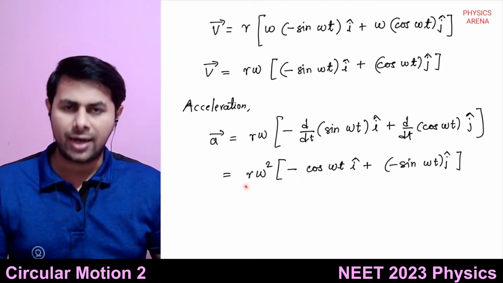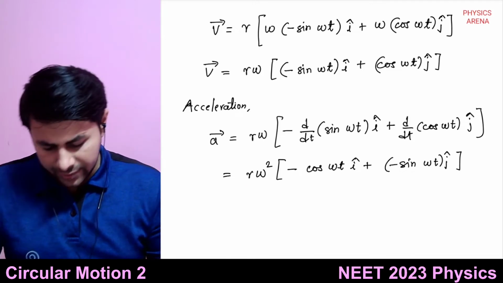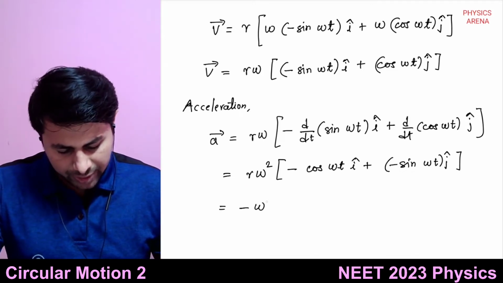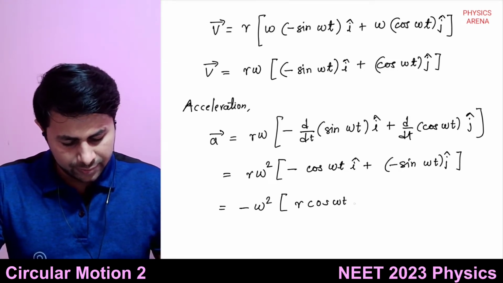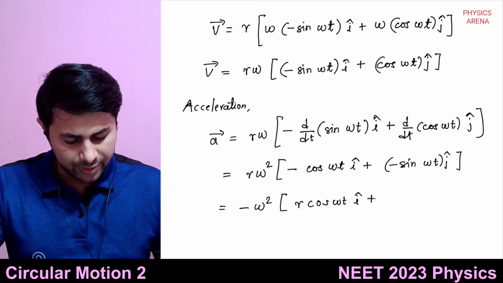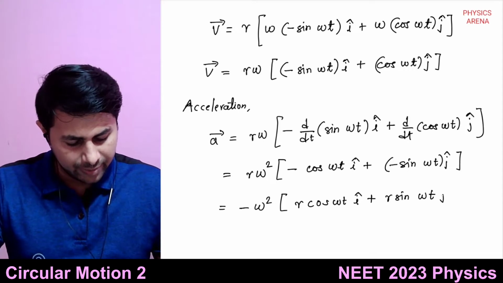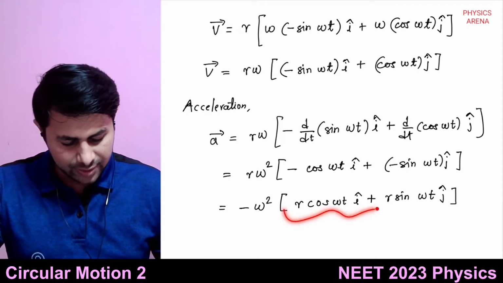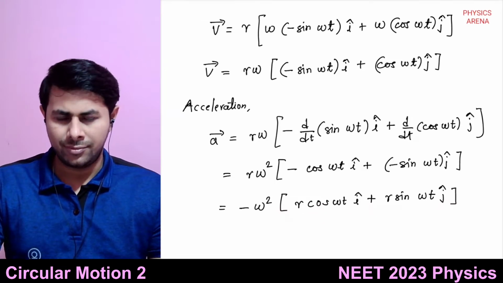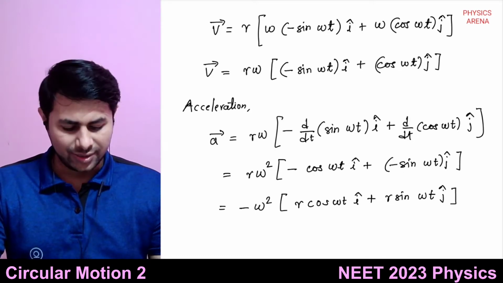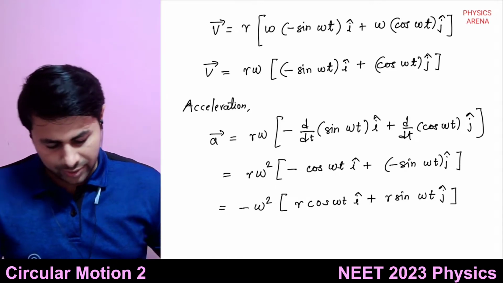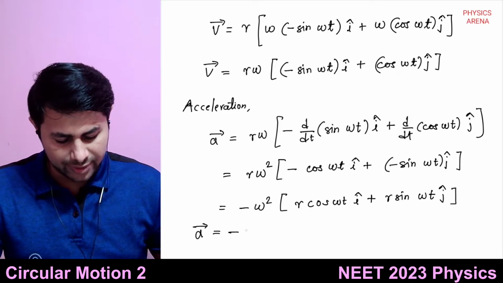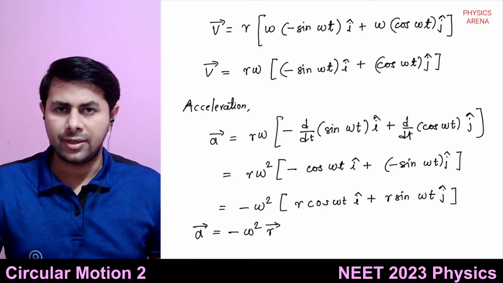Okay, and now what you can do is you can take minus sign common from these two terms. You can move r inside and you can write it as, this is minus of omega square multiplied with r cos omega t multiplied with I cap plus r sin omega t multiplied with j cap. So what is this? Tell me. Position vector. This is position vector, right? R cos omega t into I cap plus r sin omega t into j cap is the position vector. So you get acceleration is equal to minus of omega square multiplied with r bar.